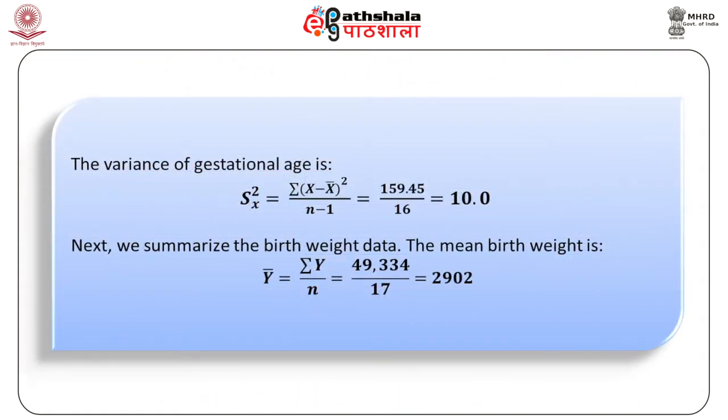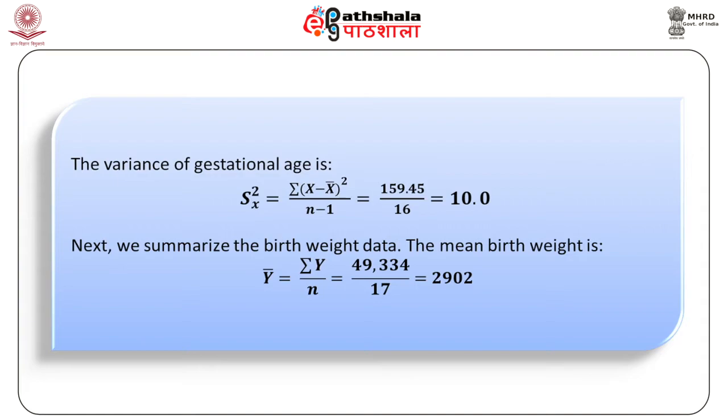The variance of gestational age is Sx square, which is equal to summation x minus x bar whole square divided by n minus 1, which is 159.45 divided by 16, which is further equivalent to 10. Next, we summarize the birth weight data.